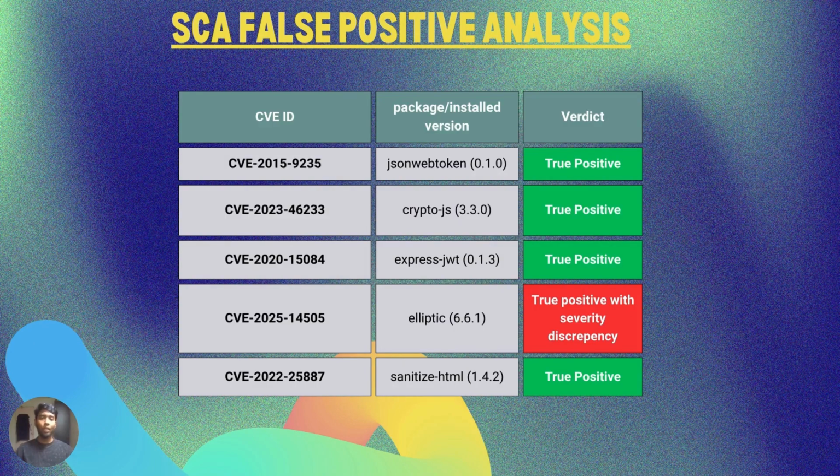The next one is Elliptic, which is an elliptic curve cryptography library related to data encryption. It was marked as true positive, but it has some severity discrepancy, whether it should be considered high level or low level severity. So for now, for this scan, we can consider it as a true positive. And the last one is the sanitized HTML, which represents whether or not the HTML fields are sanitized. If they are not, then they are prone to vulnerability, which is also a true positive.